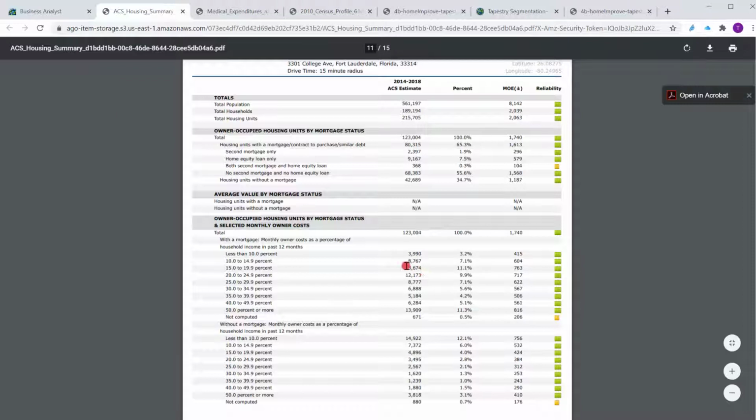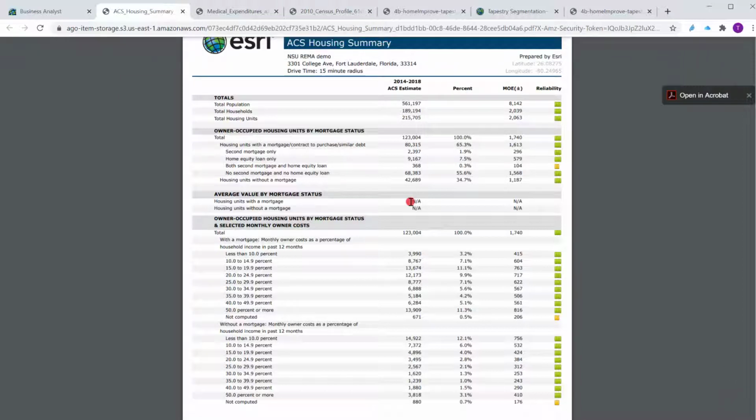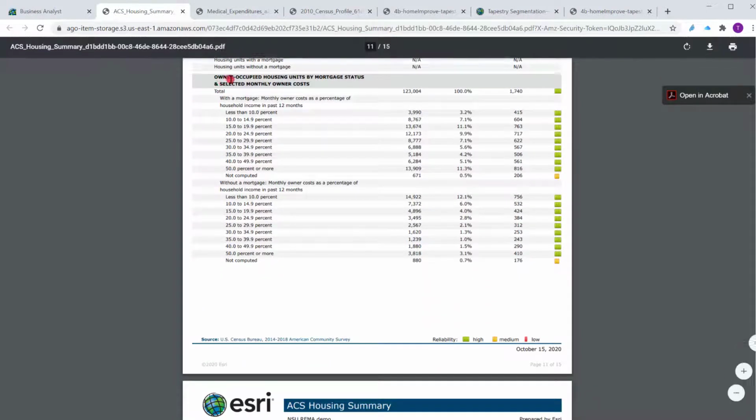Okay, so we have here an average value by mortgage status, which is not accepted here right now. Area is probably still too small to report. But we also can see here mortgages, primary debt, second mortgage, home equity loans. So if you're into finance, now you can trace down what's going on. Homeowner occupied housing units with mortgage status and selected monthly owner cost. Now we can see here the rate expressed in percent of the household income.